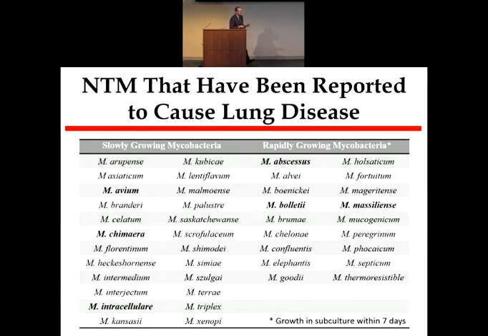And I'm going to bold the two that we're going to focus on because these are by far the most common cause of lung disease. The MAC, Mycobacterium avium complex: the ones that are bolded are the three most common species, avium, chimaera, and intracellulare. And then the Mycobacterium abscessus complex, which includes three subspecies, abscessus, bolletii, and massiliense. I know for many of you who do not practice in this area, you may not have heard of some of these, but these are the most common causes of lung disease from these two different complexes.